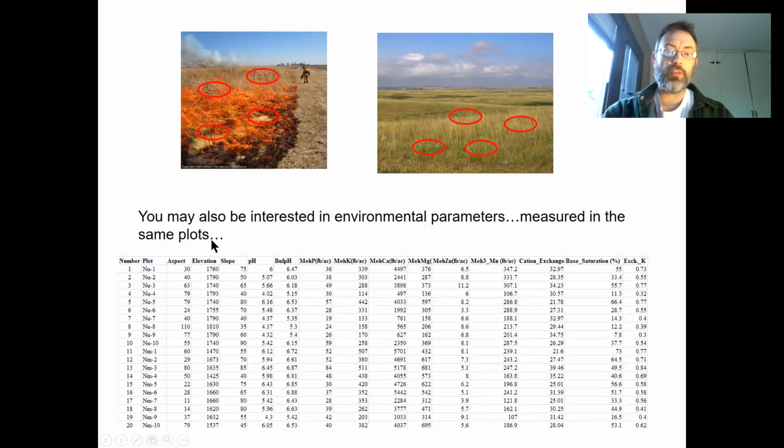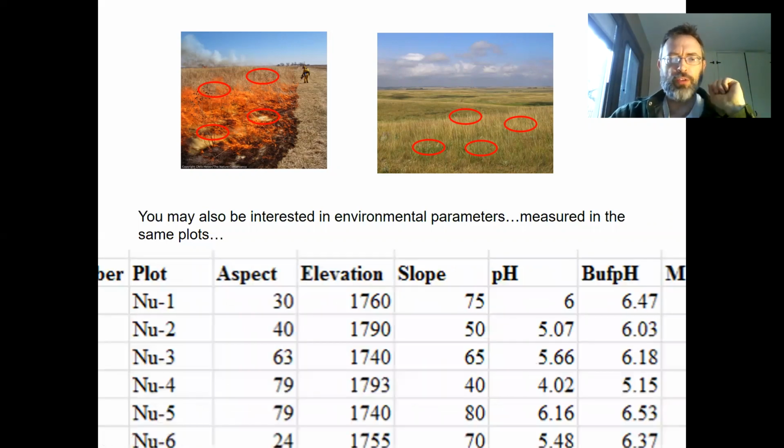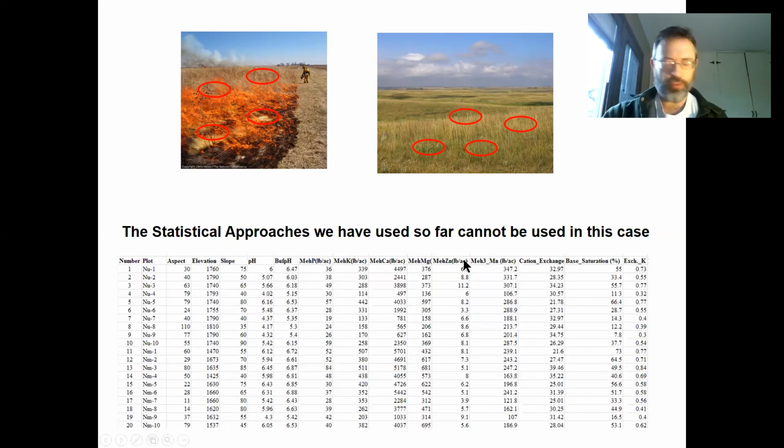We may also be interested in environmental parameters measured in the same plots. So these are actually the same plots as I presented before. You might have plots that have some species in them. Then also about those plots, we know other things like the phosphorus concentration or cation exchange capacity or something like that. Just zoom in here. Okay. So the statistical approaches we've used in class so far just can't handle this. It's not going to work.